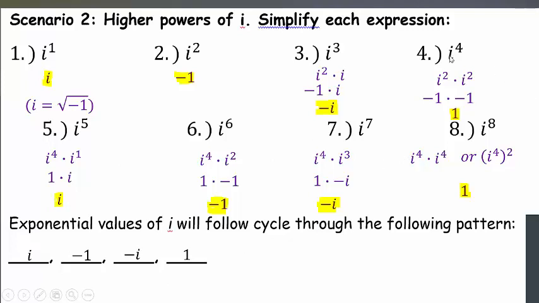So a good rule of thumb is every increment of 4, you can kind of ignore it, because anything times 1 is itself. So if you ever get i to the fourth, you can kind of just ignore that from the problem because it's 1.